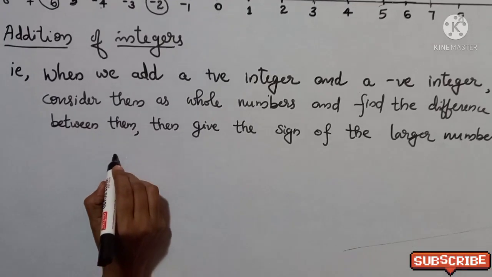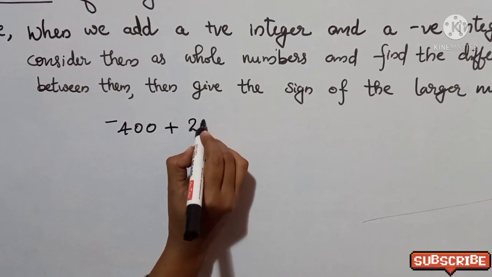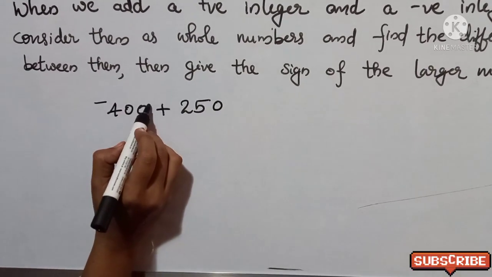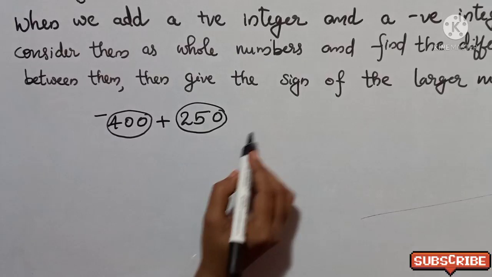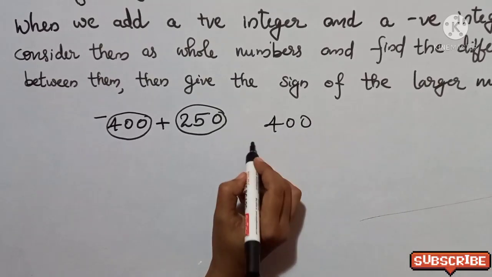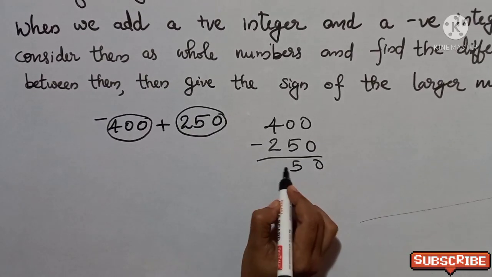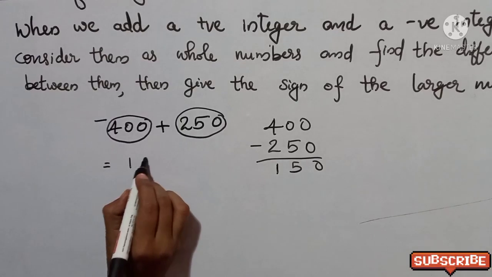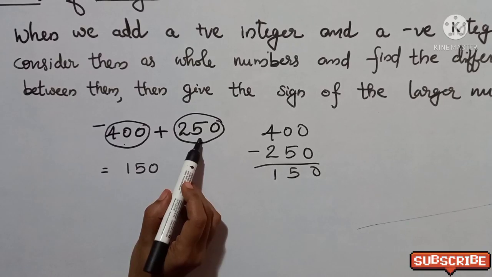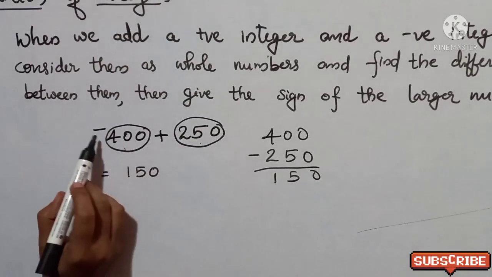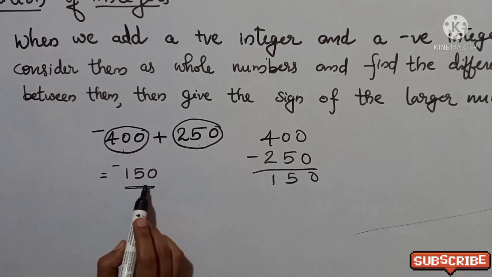Let us suppose we are adding minus 400 and plus 250. Here one is positive and one is negative. Consider them as whole numbers. That means 400 and 250. Then find the difference between them. 400 minus 250. 0, 5, 1. We have got 150 here. Then look at that symbol. Here 400 is the larger one among 250 and 400. Then it is having the sign minus. Put that minus symbol here. Answer is minus 150.